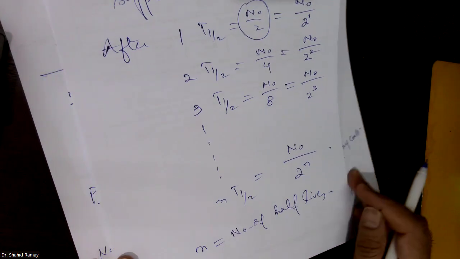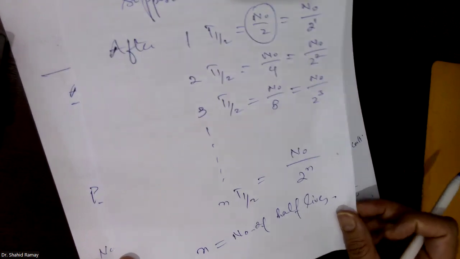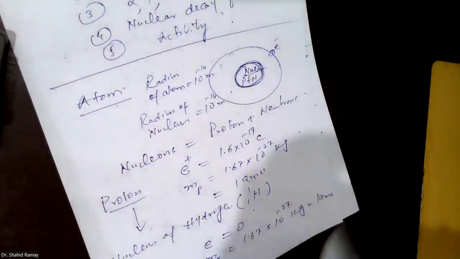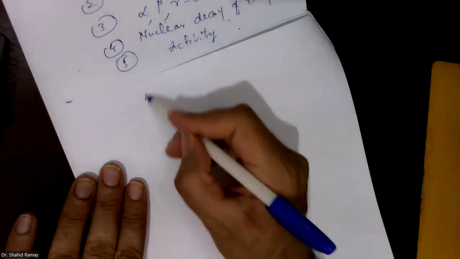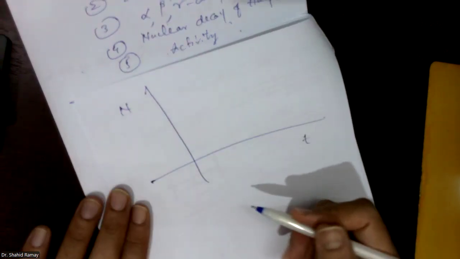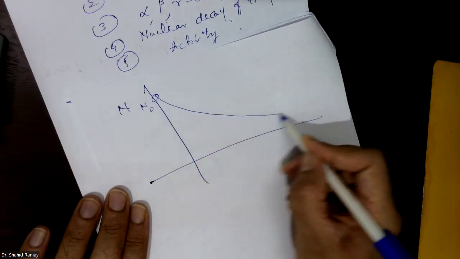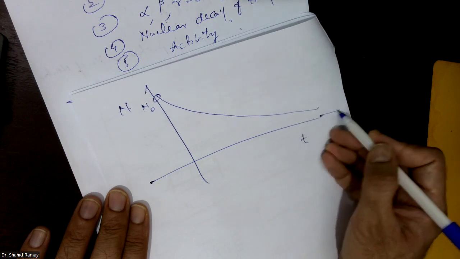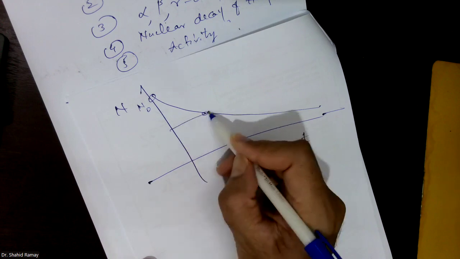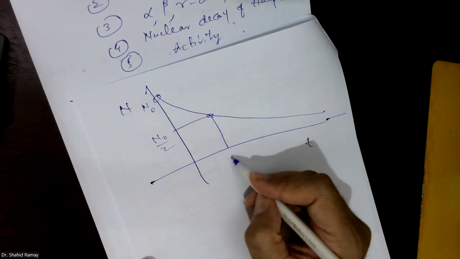We will check the relation for how to find the number of half-lives also. Let's see another thing first. If we plot a graph between time and the number of nuclei, then the initial value is N naught, and it is a decaying process. It will never touch the x-axis line. Suppose half is here, then what is the T half?